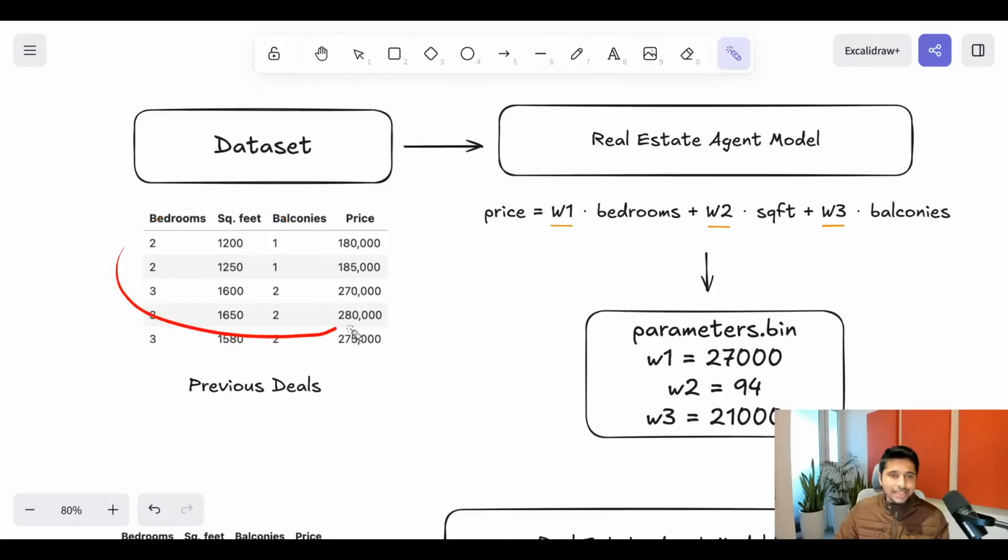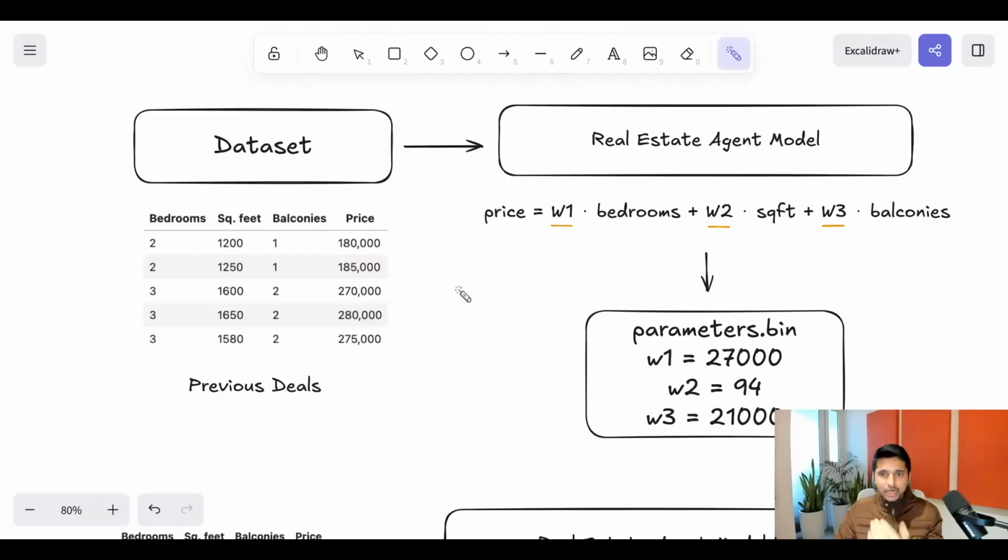You can see in this example that we have the number of bedrooms, square feet, balcony, and the price. These are the previous deals some real estate agent has done, right? So this is the input and this is the output. If someone has bought this 2 bedroom, square feet, balcony one, they have charged something like this, right? So from the previous deals, they know that our data set looks something like this, right?